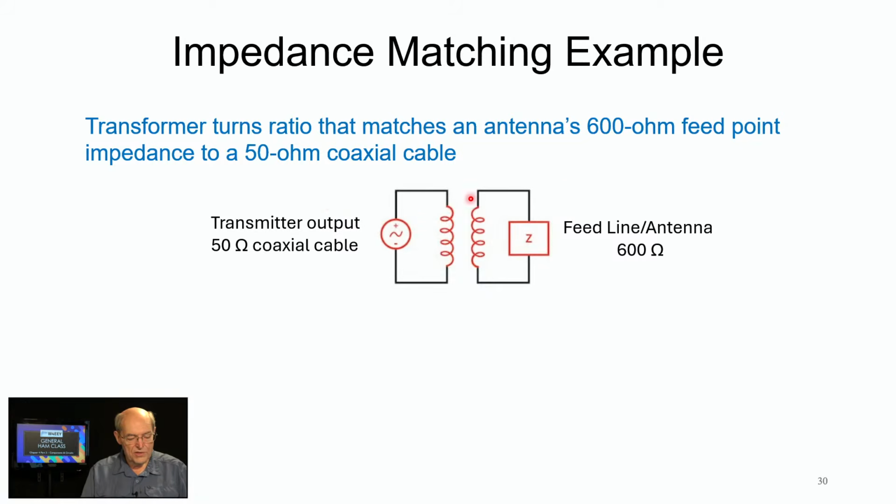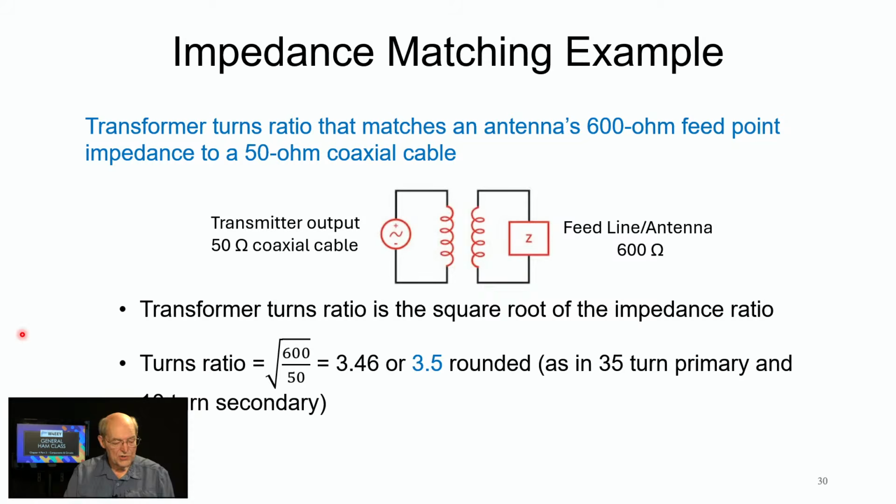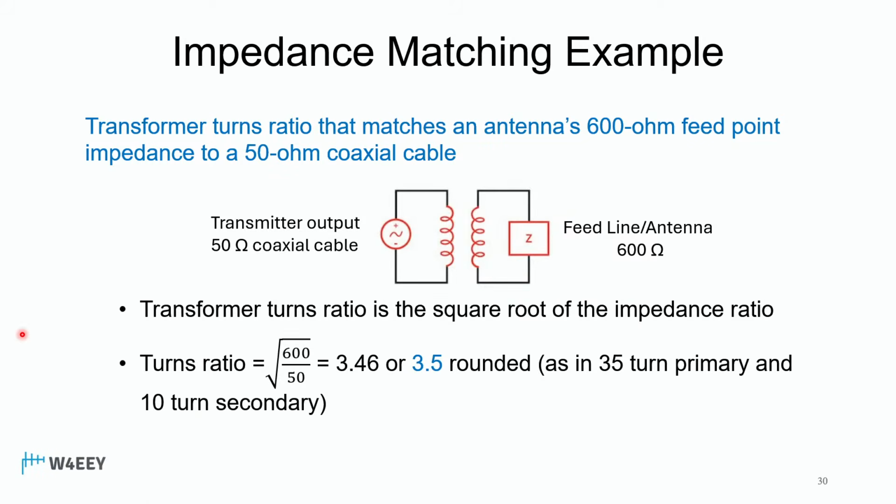So transformer turns ratio that matches an antenna's 600 ohm feed point impedance to 50 ohm coaxial cable is the case we're going to consider, right? And the transformer turns ratio happens to be the square root of the impedance ratio. So that sounds like some hairy things there. Okay, what's the square root of the impedance ratio? 600 ohm feed point impedance to 50, the square root of 600 over 50. And that works out, if you calculate it, to be about 3.5. It would be like a 35 turn primary and a 10 turn secondary.